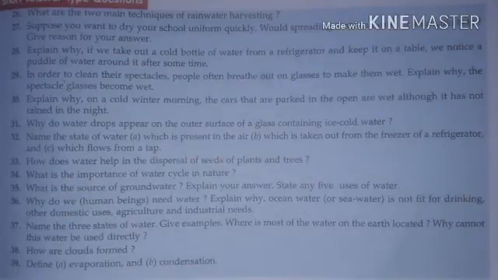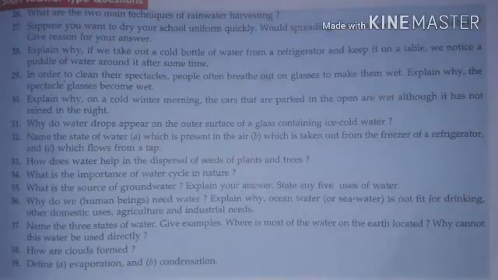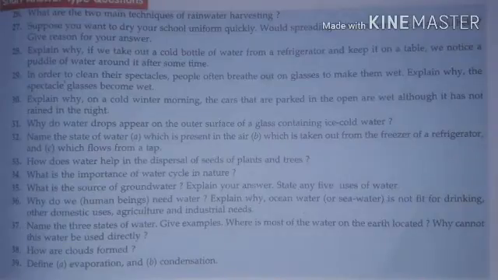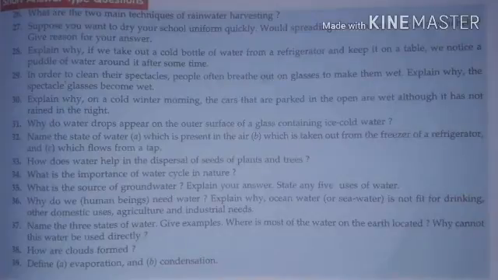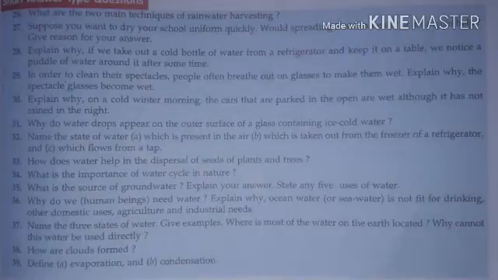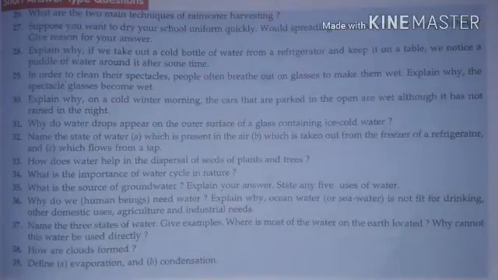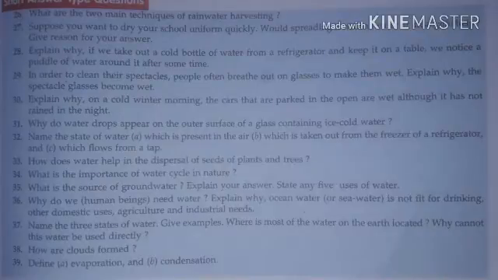What are the two techniques of rainwater harvesting? So there are two techniques. They include: number 1, rooftop rainwater harvesting. We know that, right? And second one, open land rainwater harvesting. So rooftop and open land, two types of rainwater harvesting techniques are there.